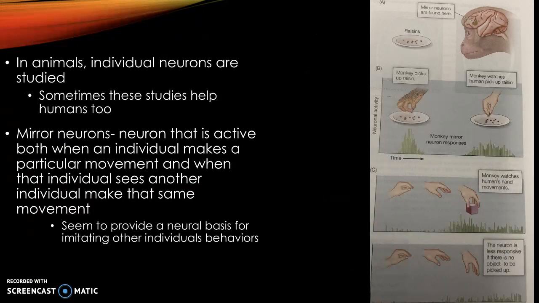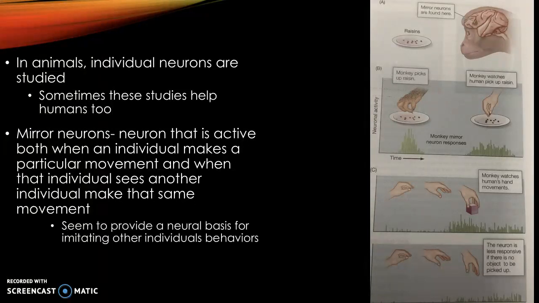In animals, individual neurons are studied. There was a study with a monkey where mirror neurons were found. When a monkey watches a human pick up the raisin, as shown in the diagram, the monkey's neurons respond as if the monkey were picking up the raisin itself. The neuron watches the human's hand movement, and it is less responsive if there is no object to be picked up.